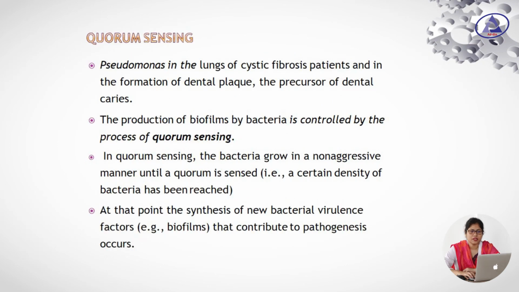Now, quorum sensing. Examples include Pseudomonas in the lung of cystic fibrosis patients and the formation of dental plaque, the precursor of dental caries. The production of biofilm by bacteria is controlled by the process of quorum sensing. In quorum sensing, the bacteria grow in a non-aggressive manner until a quorum is sensed, that is, a certain density of bacteria has been reached. At that point, synthesis of new bacterial virulence factors, like biofilm, occurs, which contribute to pathogenesis.